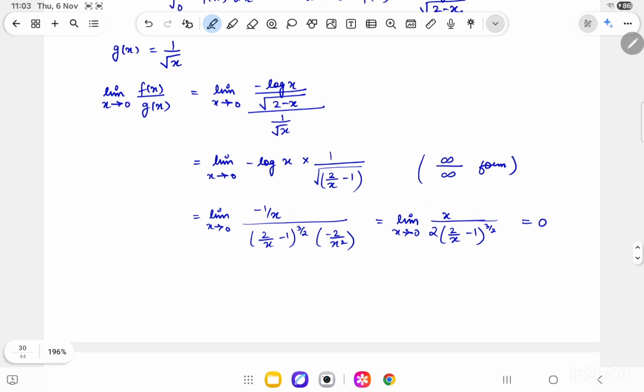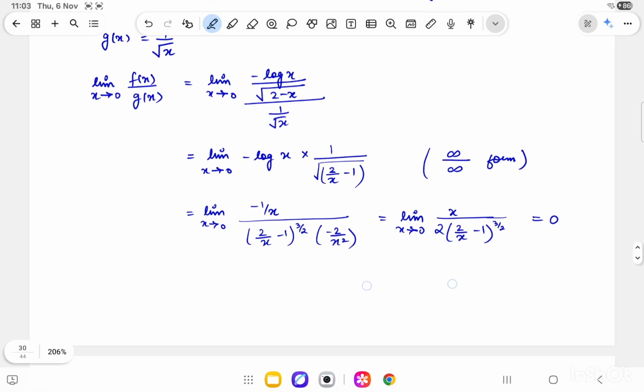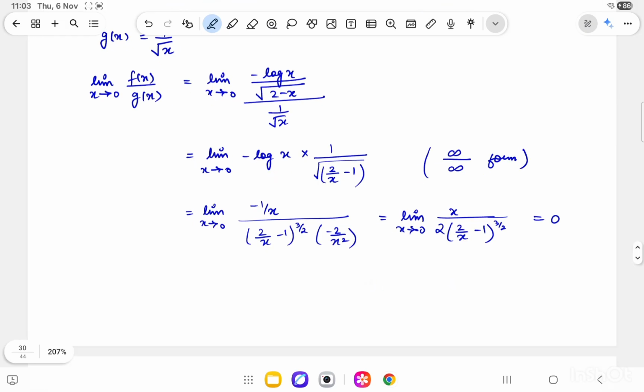Now observe, when we use the comparison test, the condition is that this limit should turn out to be non-zero and finite, but in this case it turned out to be 0.